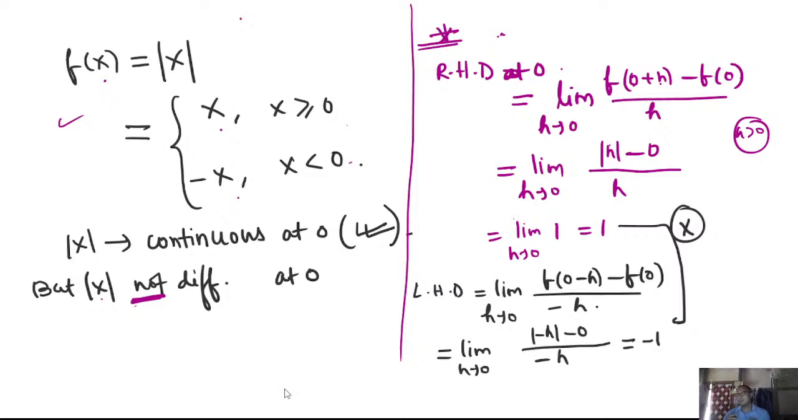Now let's come to the application part of derivatives. So this is a counter example: a function can be continuous but not differentiable. If the function is differentiable, then the function is continuous. Right. Okay. Next one. So the very basic theorem.